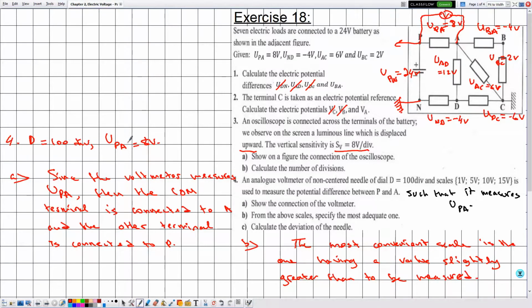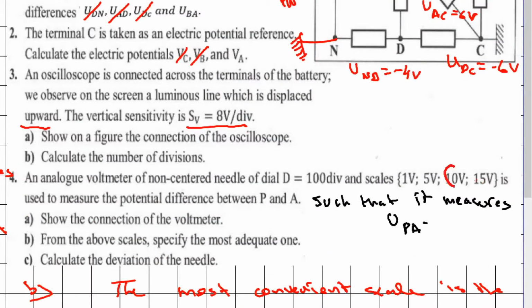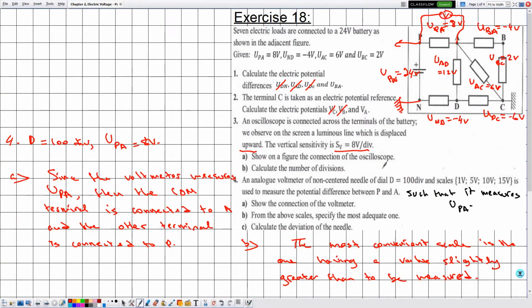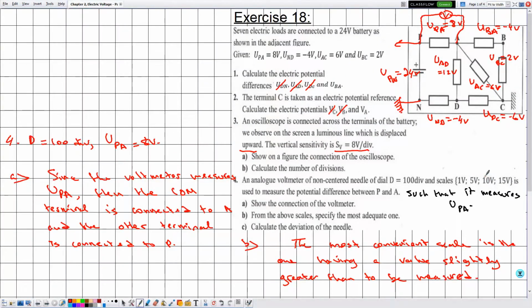So in this case, if you are measuring UPA which is equal to 8 volts, then the most adequate one is given by 10 volts. 1 and 5 are eliminated because they are less than 8. Then we are left with 10 and 15. 10 is the one which is slightly greater than 8, so the most convenient scale is given by 10 volts. So now we have specified the scale.